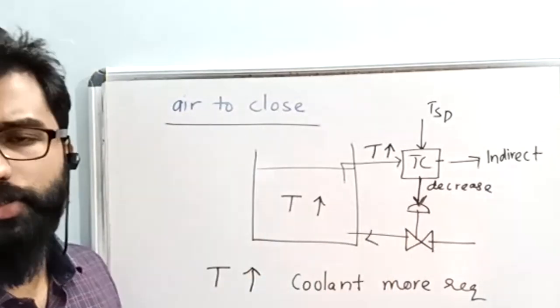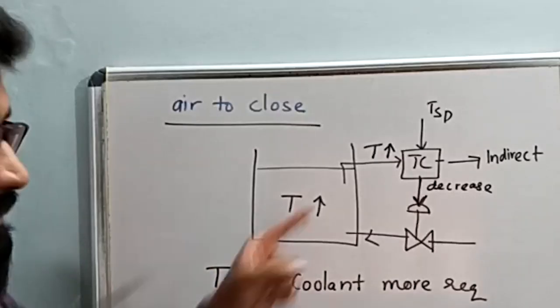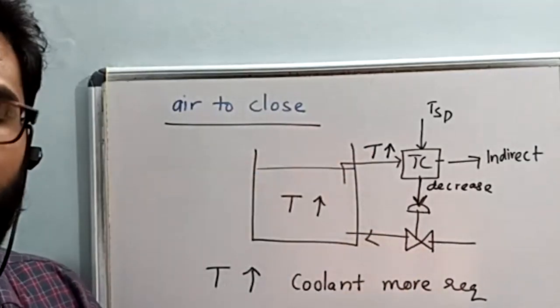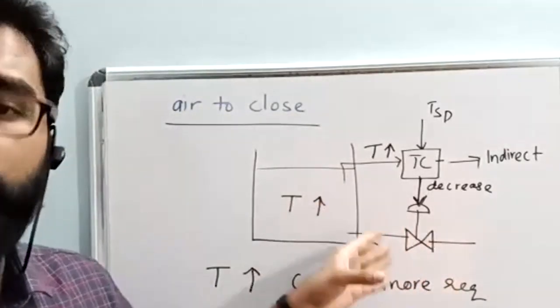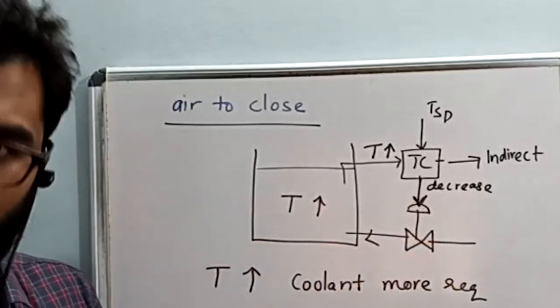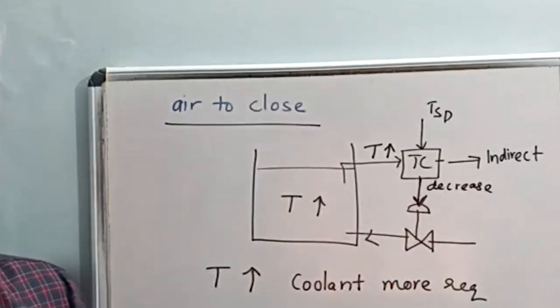Endothermic, we will take it opposite, no problem. Clear? So the meaning is, this is the condition: when the temperature is going up in an exothermic reaction, even though the valve is not working, it should be in the open condition so that coolant can come in. Clear? So fail open meaning is what? Air to close. I hope that part is clear.